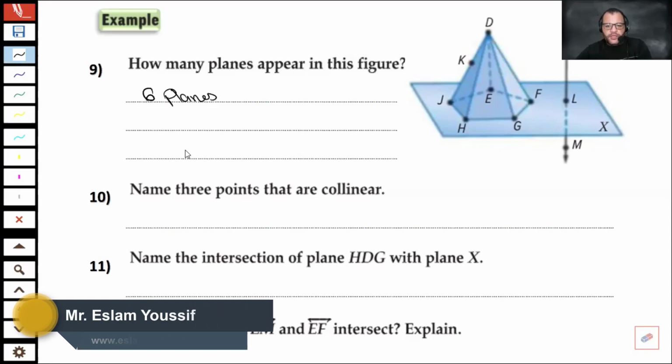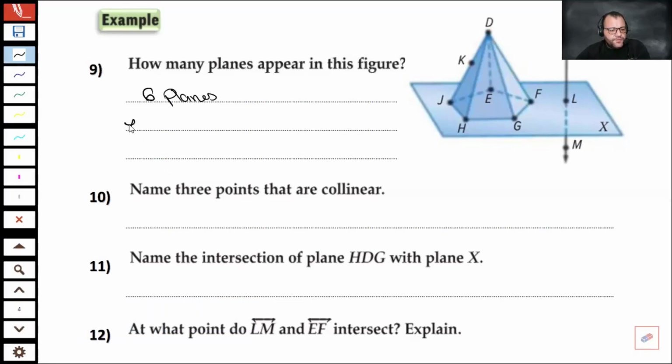What are the names of these planes? I need you to give me the plane names. To name a plane, you need only 3 letters. So that's plane number 1. You can say D, J, H, or K, J, H. It's right. Both of them are right. So D, J, H is plane number 1.